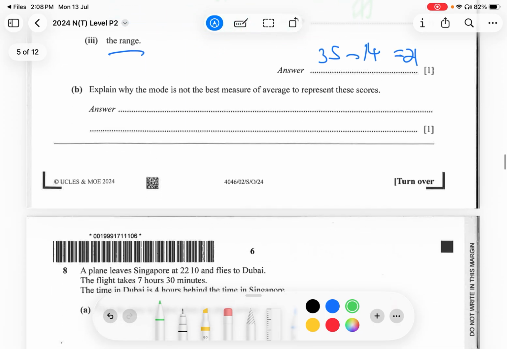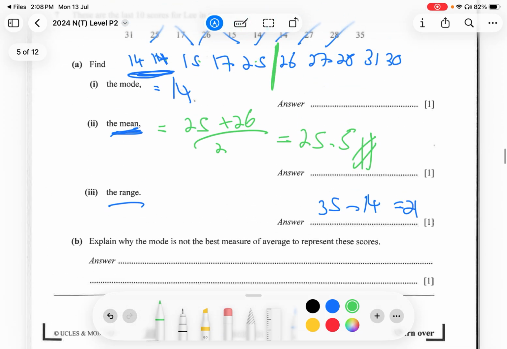The next one, explain why the mode is not the best measure of average to represent this course. Why the mode isn't the best measure of average? Because it is the most popular. The mode is the most popular, but it's not the.